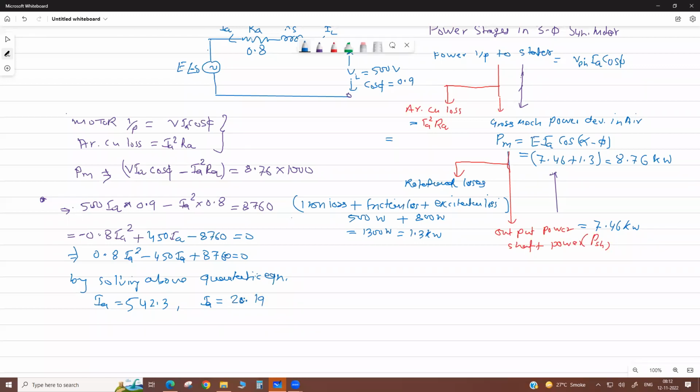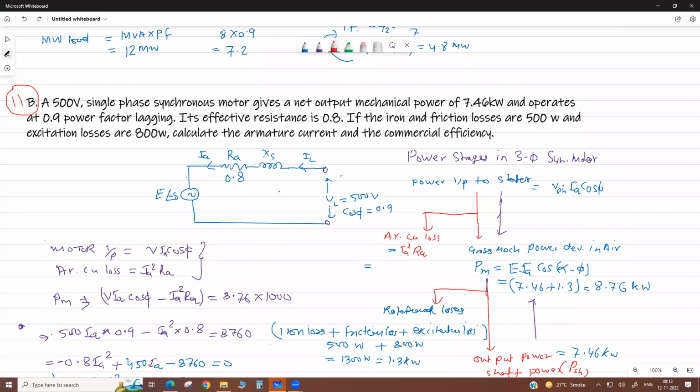19. Okay. Sir, I have a doubt. For the motor power input, we write V phase into armature current into cos phi, but here you have taken the value of line current. Actually it is a series circuit in a synchronous machine, armature current equals line current, they are the same. See here both are equal in this circuit. IA equals IL. Okay.